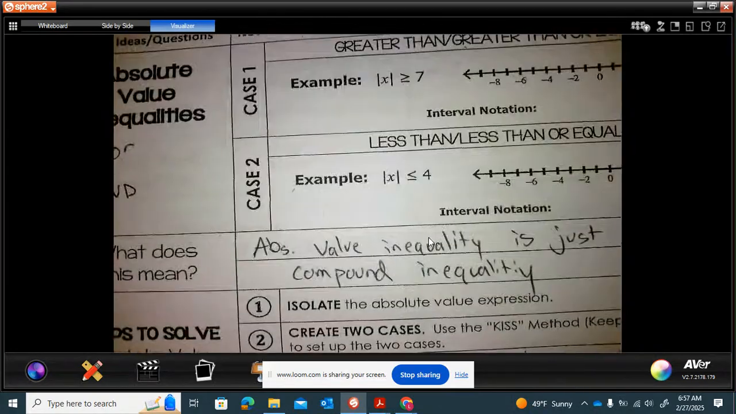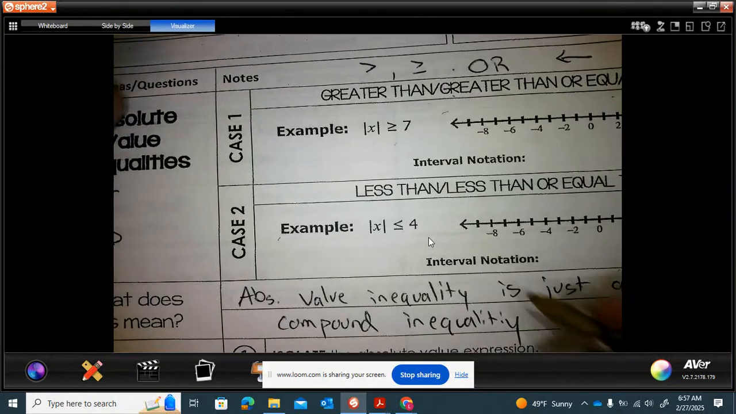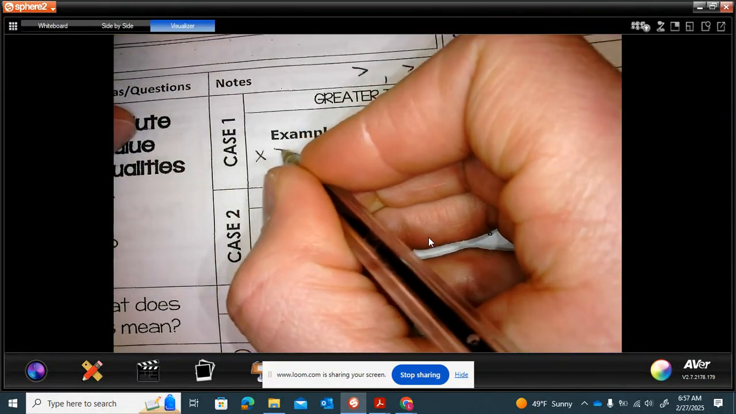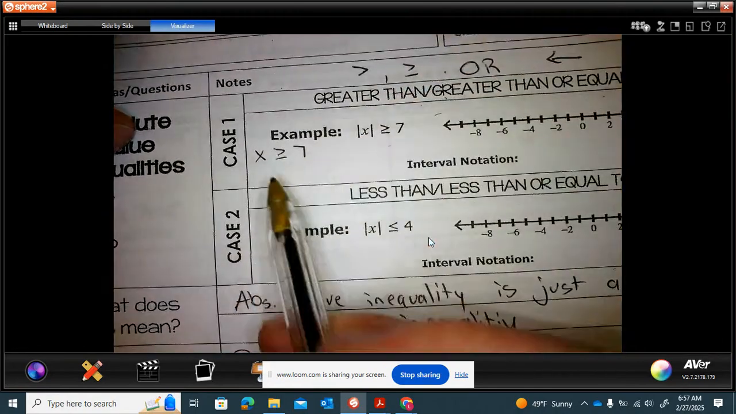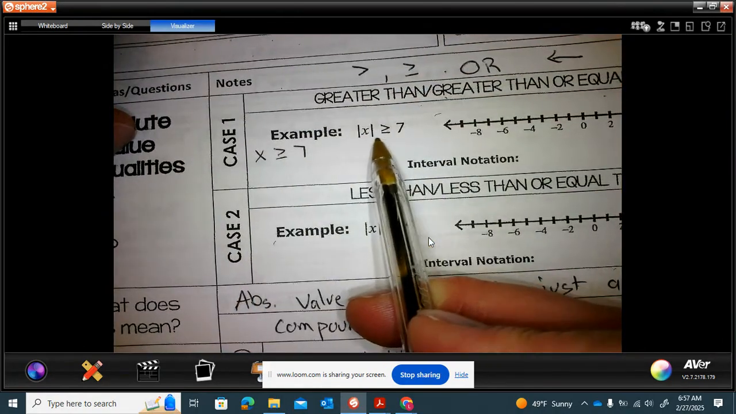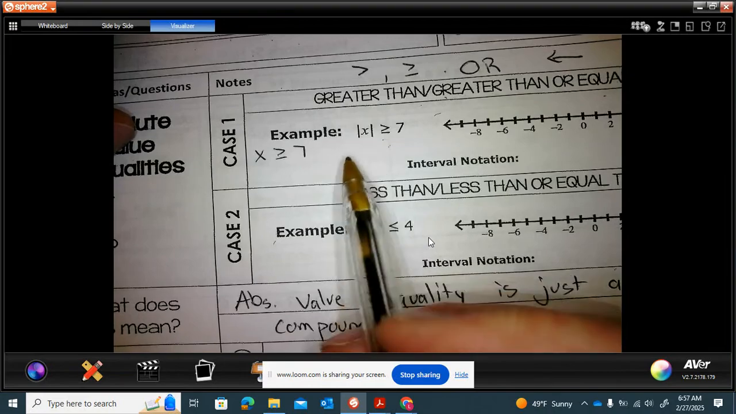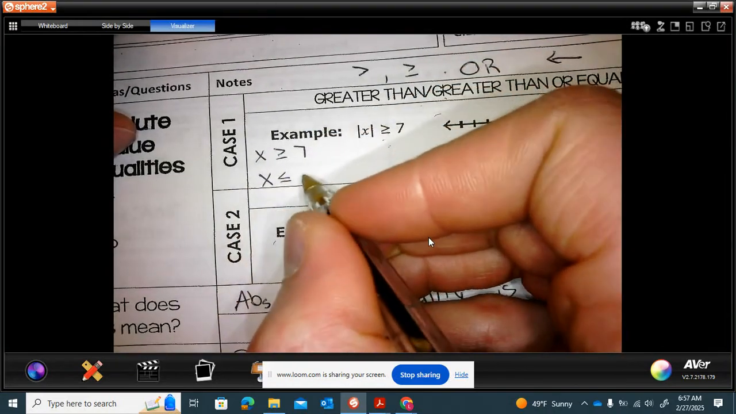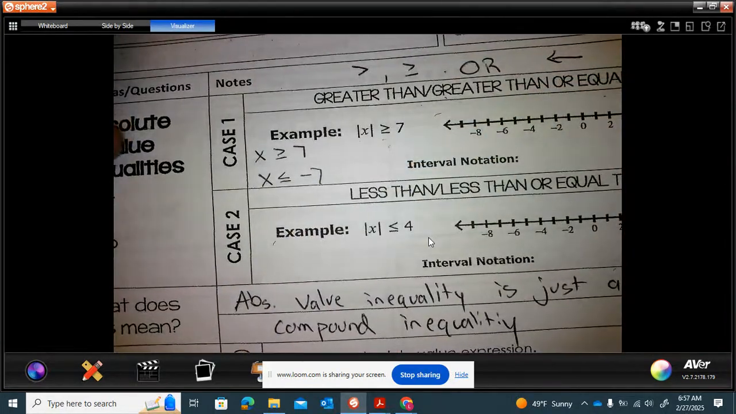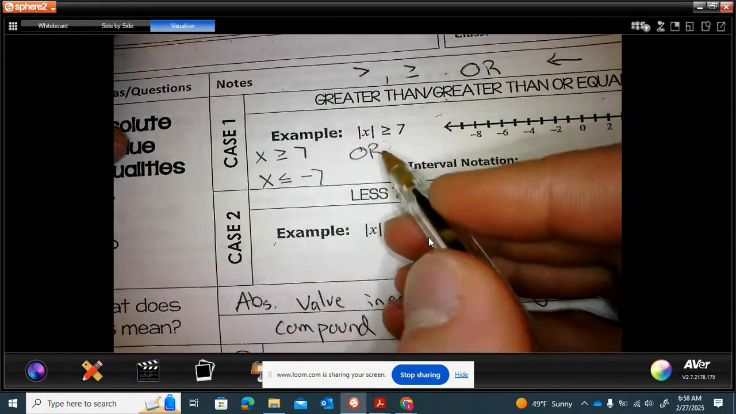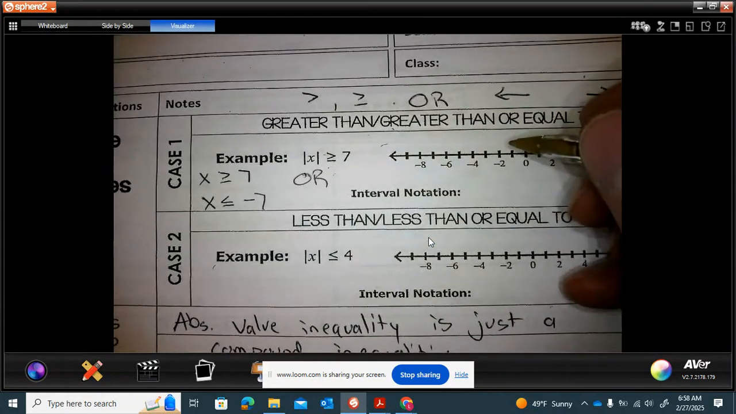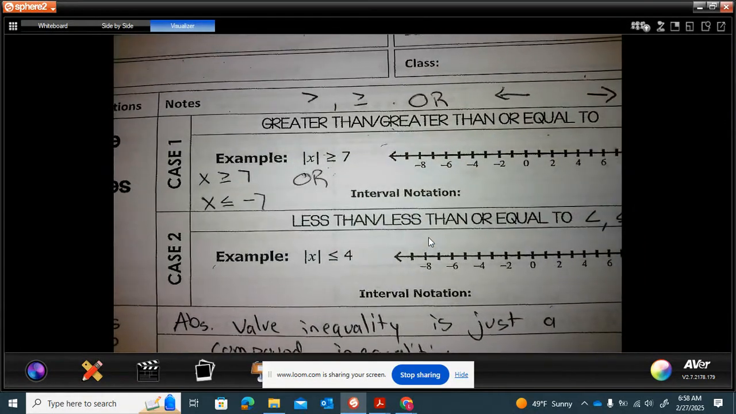The way we want to set this up is you're going to do x is greater than or equal to 7, right? You basically just copy it down exactly how you see it, but without the absolute value. Then you copy down the next one, but you flip the symbol and you make it negative 7. And again, this one is going to be or, because greater than or equal to is or. So it would look like this, where 7 is here.